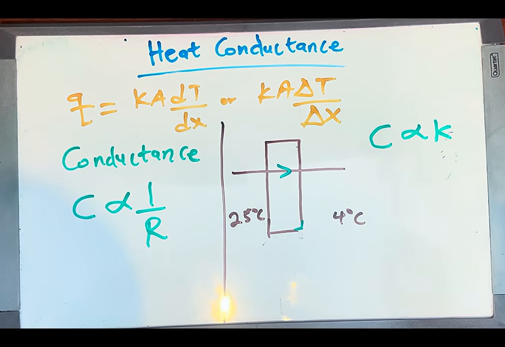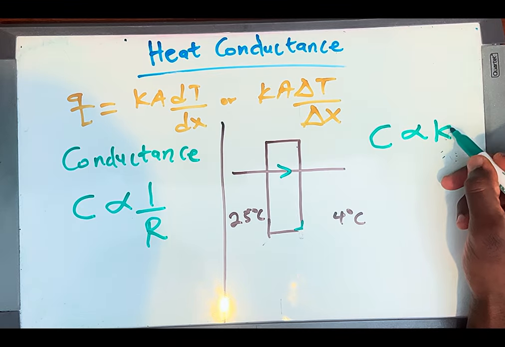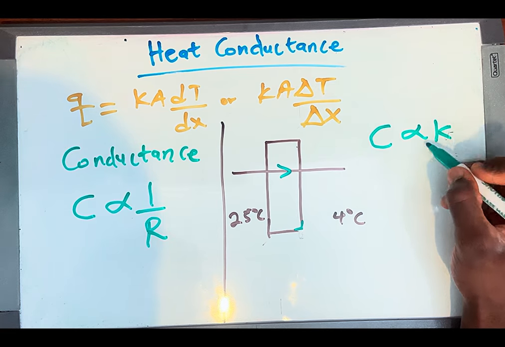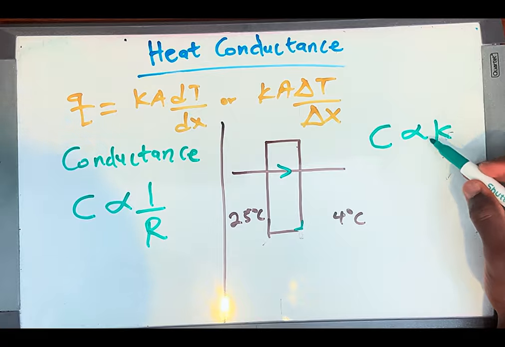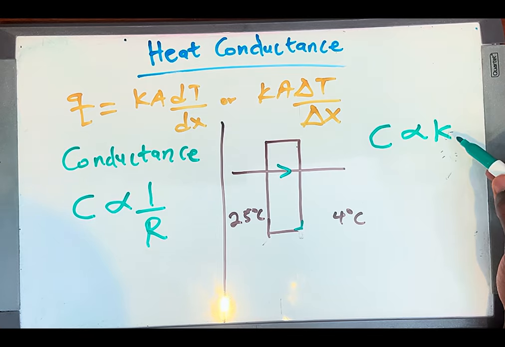Some materials tend to have good thermal conductivity. A material with good thermal conductivity tends to have good conductance, and a material with very poor or low thermal conductivity tends to have a very low thermal conductance. So a key factor that determines the conductance of a given material is the thermal conductivity. It is constant regardless of the size or the length of the material. Thermal conductivity always remains constant.